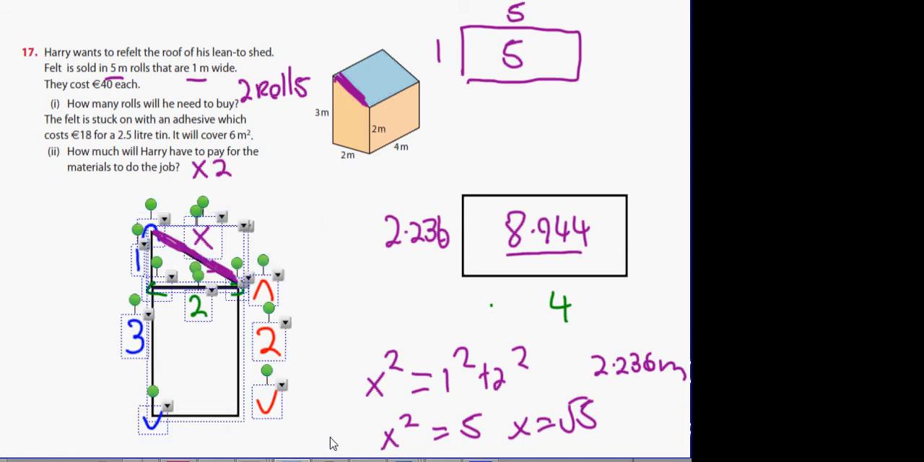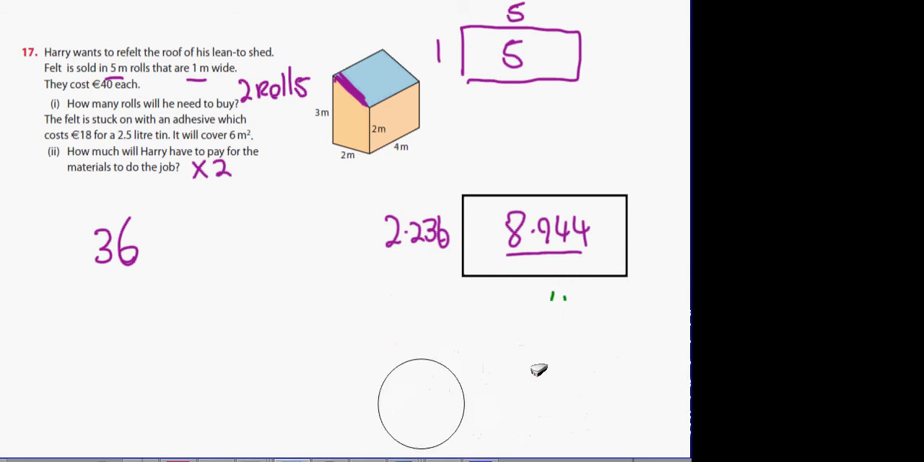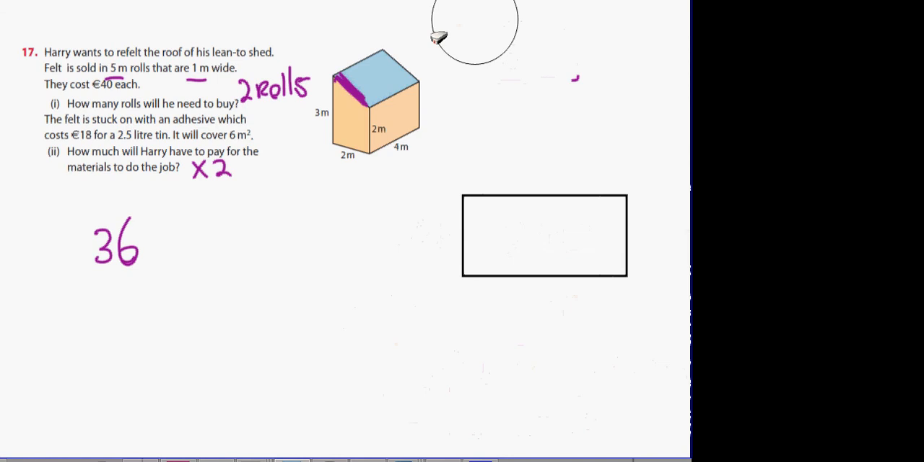He needs 2 tins, which is €36. He also needs what? How many rolls does he need? 2 rolls. How much is 2 rolls? 80 quid. 36 plus 80? €116. Okay.